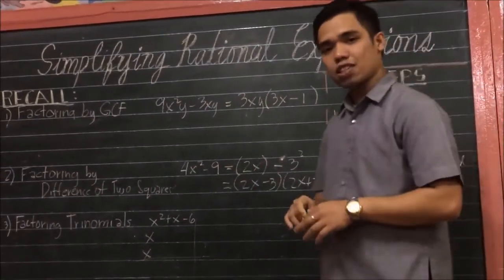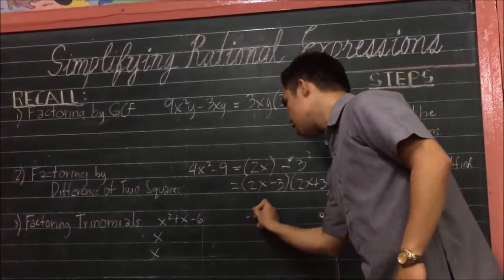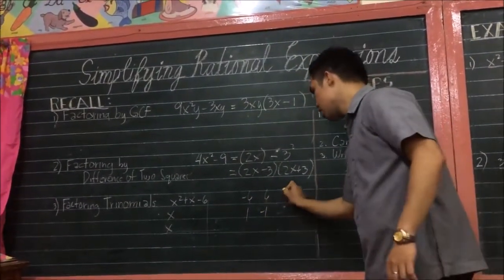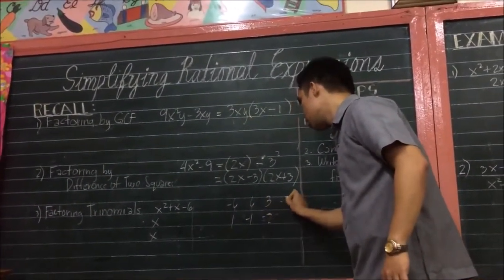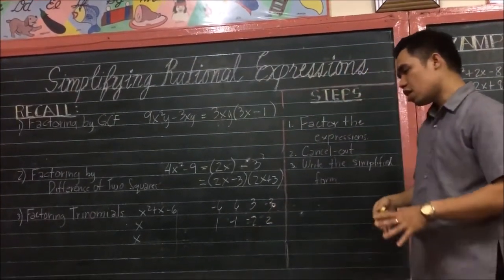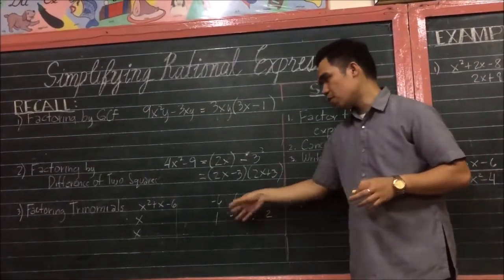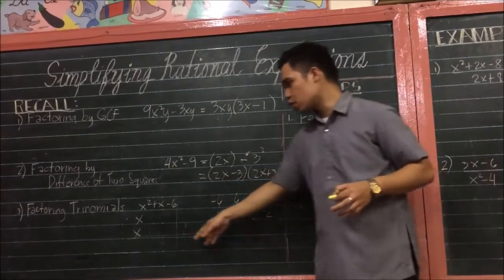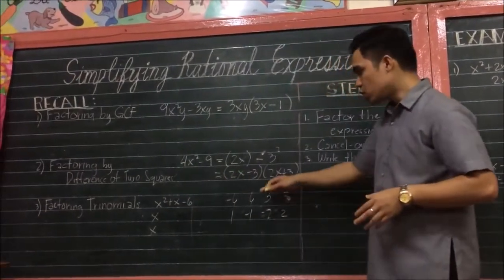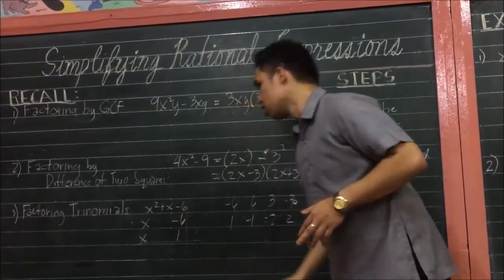But for negative 6, there are different ways to factor it. It can be negative 6 and 1, 6 and negative 1, 3 and negative 2, or negative 3 and 2. So we need to do trial and error, or we call it inspection. We need to find the perfect pair so that if we cross multiply and add, we can get the middle term. So let's try the first pair, negative 6 and 1.